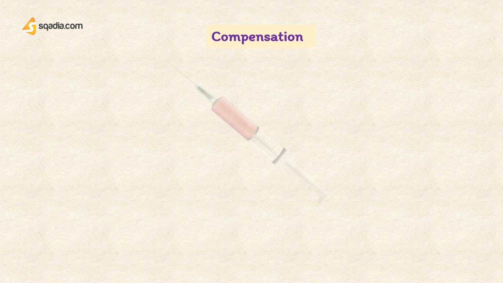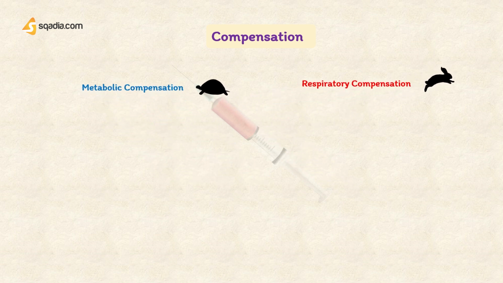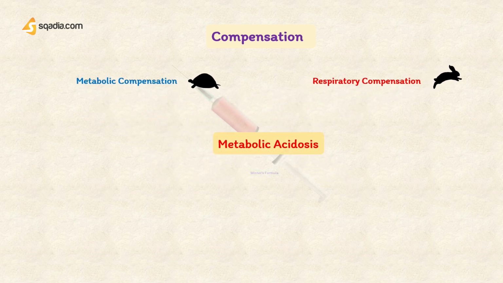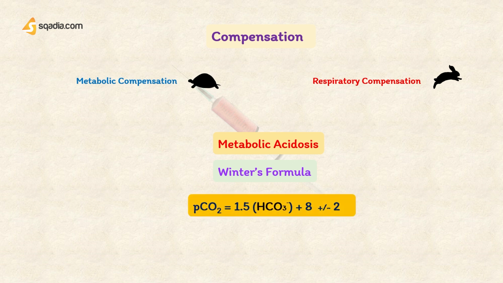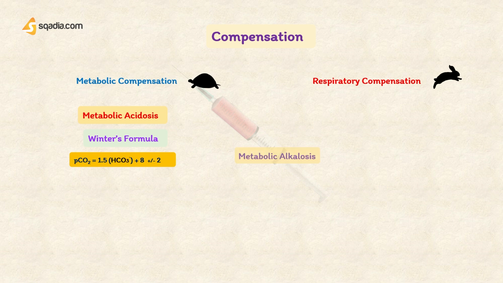Now, to summarize the compensation. It is important to remember that the respiratory compensation is fast, and the metabolic compensation occurs later on, and so is slow. For metabolic acidosis, we use the Winter's formula to calculate the expected carbon dioxide for compensation. Next, we have the metabolic alkalosis and the equation to calculate the expected carbon dioxide change.